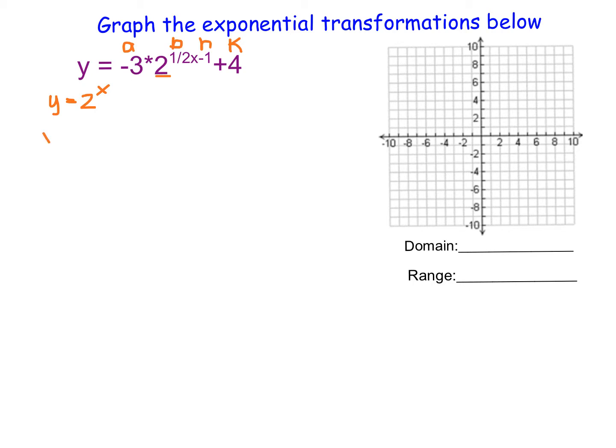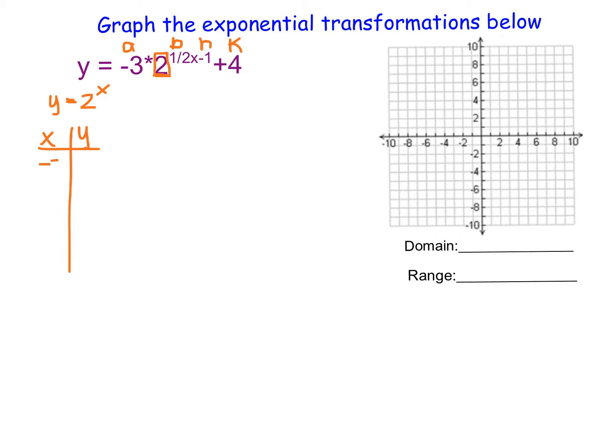So let's start by creating a table of values for just the basic y equals 2 to the power of x, because 2 is the base of my exponent. That's not representing a, b, h, or k. So basically we've removed a, b, h, and k to make a basic graph that we can transform.